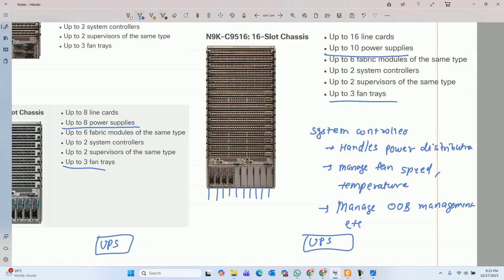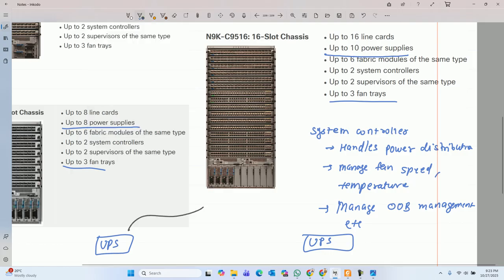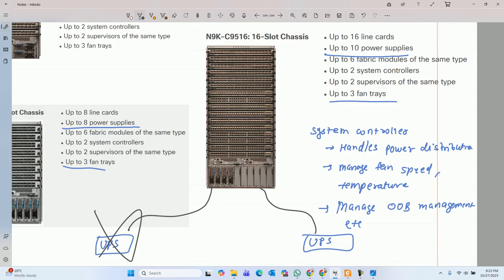If I'm giving multiple power sources to this switch, I'll make sure that I'm using two different UPS connections. In this case, even if the entire UPS system goes down, my Nexus switch will still be in a running state.